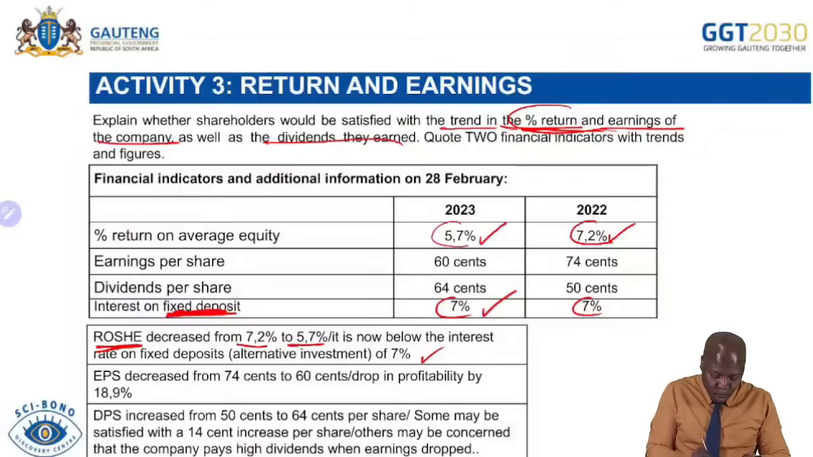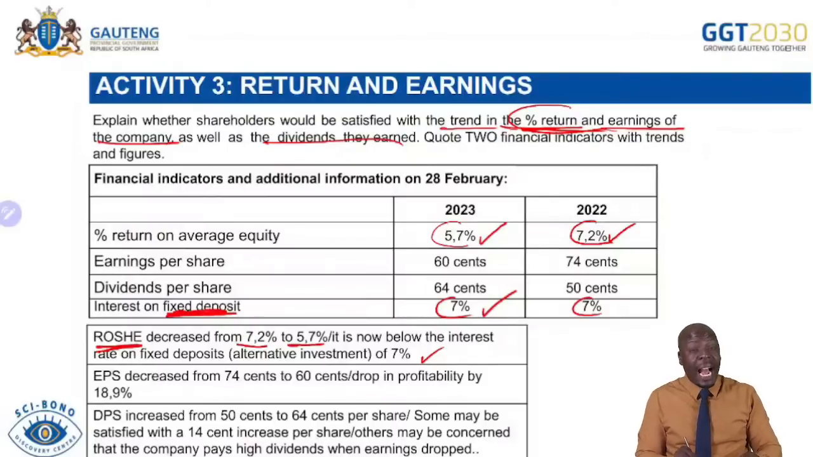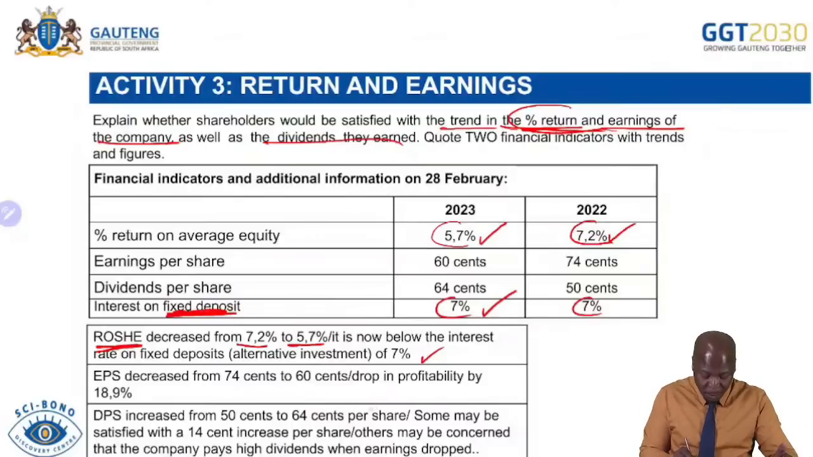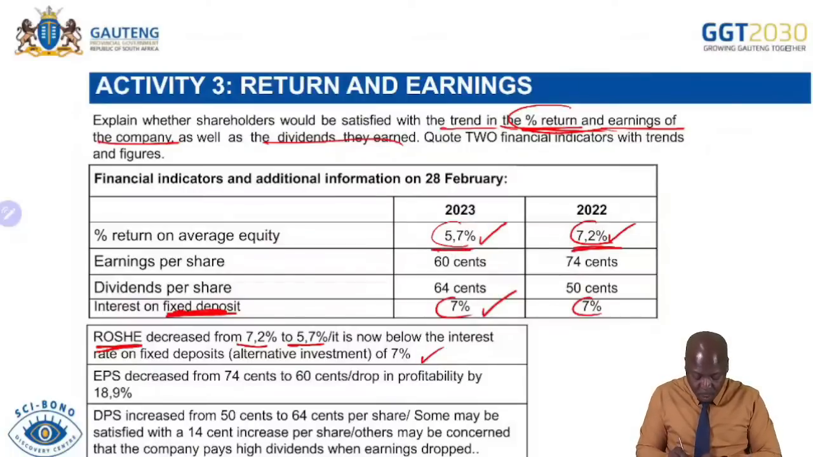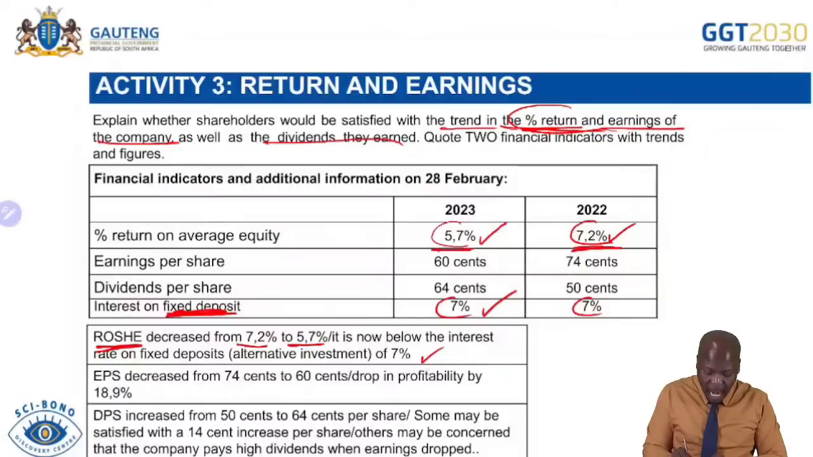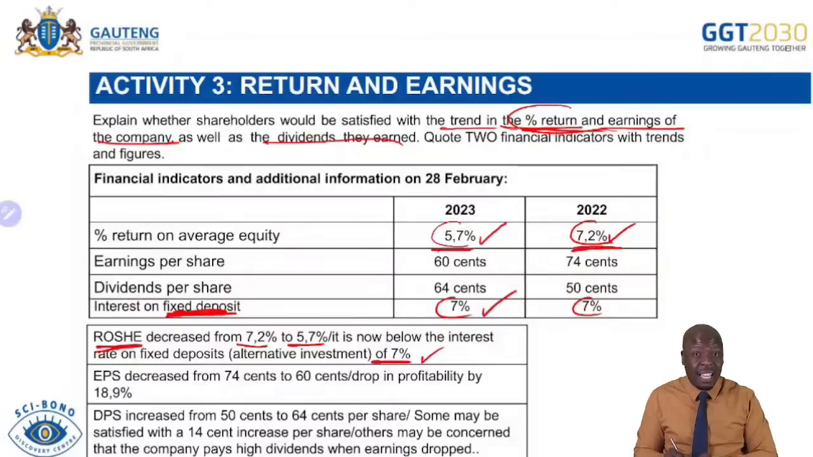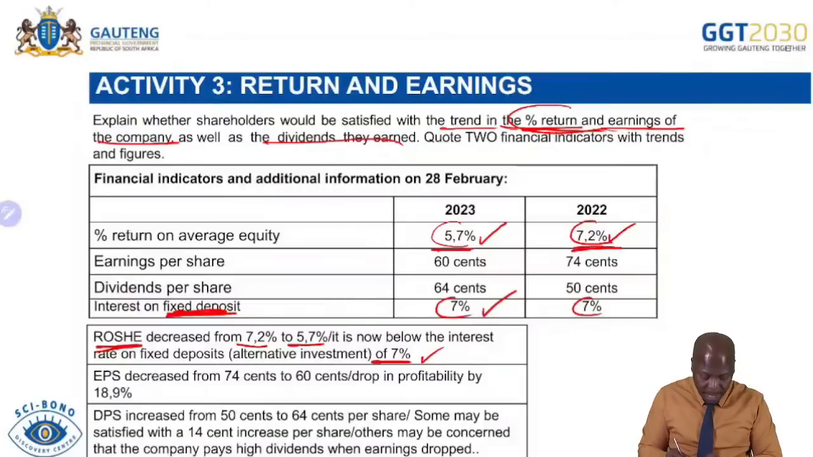So once you look at your share, you have to compare it against alternative investments. Where else would the shareholder have put their money? In the fixed deposit. So you can see that the share has decreased from 7.2 in 2022 to 5.7 in 2023. In 2023, it is now below the alternative investments, which is giving 7%. Let's go to the EPS.